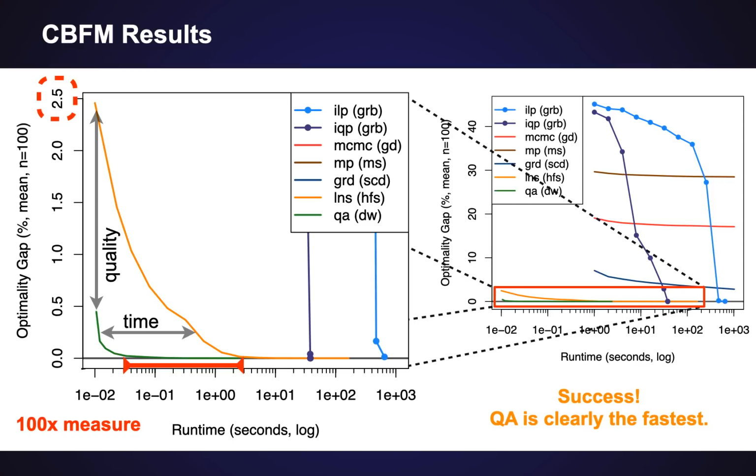So what you can see here with the red indicator is that you get roughly 100x runtime improvement for a given optimality gap when you use quantum annealing. Now, another question that you might be asking is what's going on down here, because for very small optimality gaps, all of the algorithms seem to be plateauing.